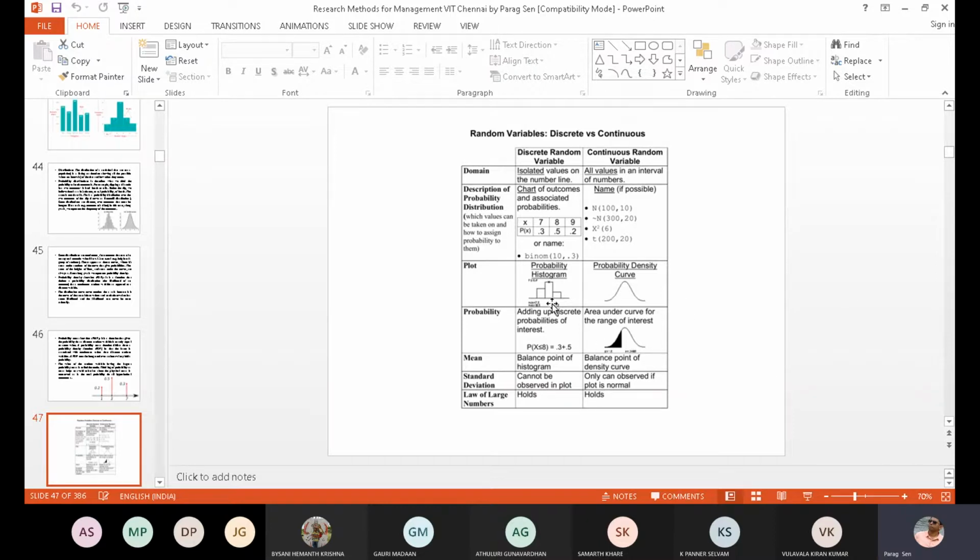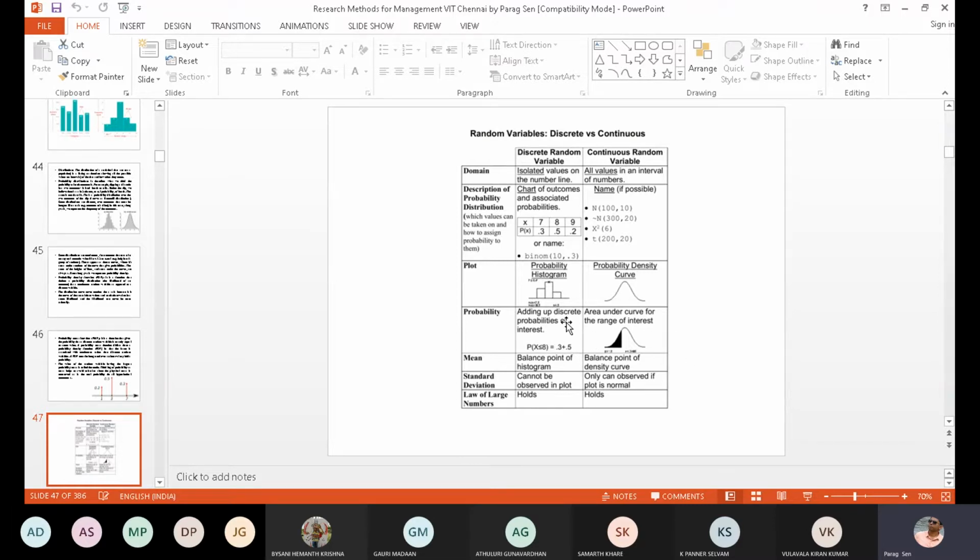You should remember this very important thing: how the probability is actually calculated. In the case of a discrete random variable, the probability is calculated by adding up the discrete probabilities of interest. So what does it mean? P(x ≤ 8) = 0.3 + 0.5. It means the probability that the value of x will be 8 or less than 8. So for all the values before 8, you should add the probabilities.